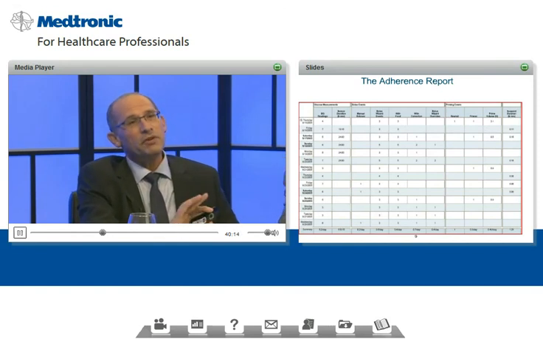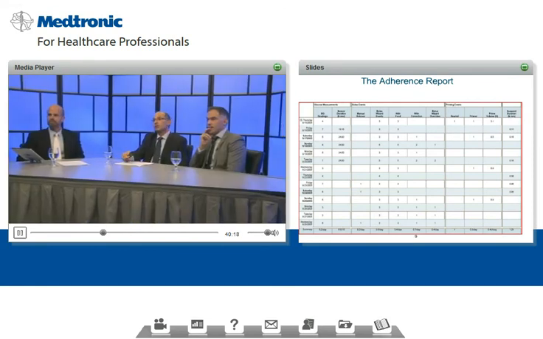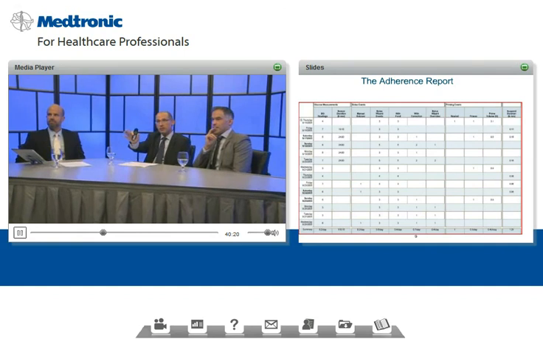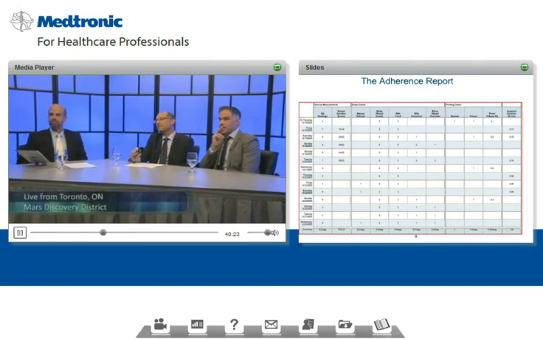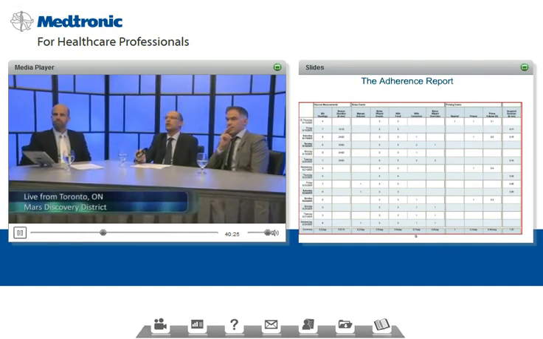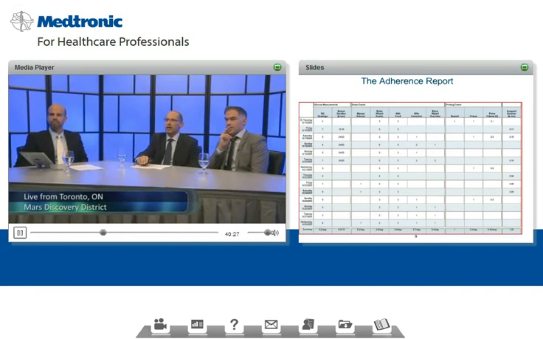Then we have a very important insight into the way that the patient is bolusing. Because the bolus event part, the middle part of this report, is very difficult to gain if the patient is not using the wizard and is not using the downloads.